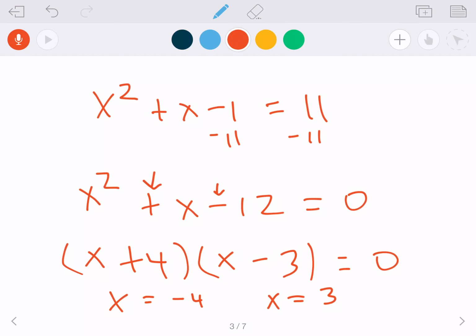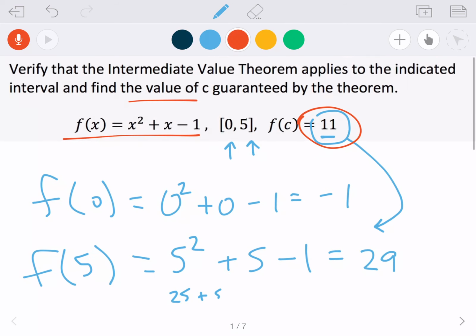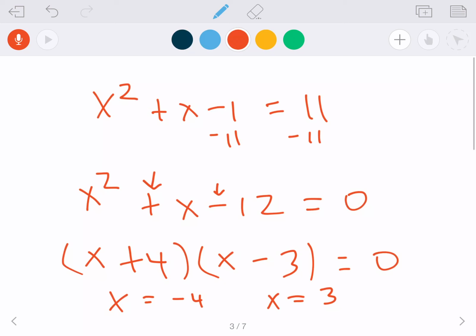Now I don't really have two answers here. Recall, we're in this region right here. I've got to be between 0 and 5. That's my interval. So negative 4 is not in my interval. So I just put my box around x equals 3. That is where that function will have a value of 11. Let's do another one. I think that's as hard as they get for intermediate value theorem.